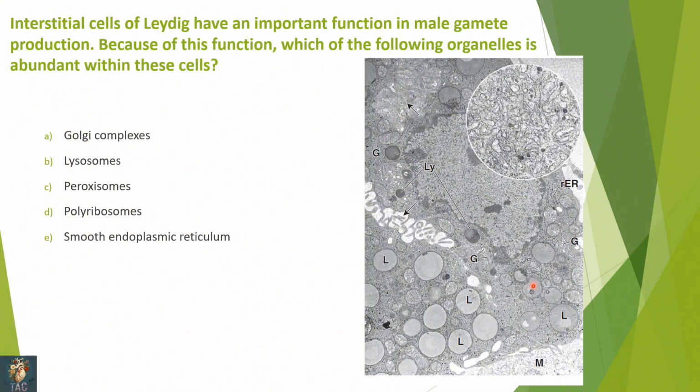Here you can see the electron micrograph of the Leydig cells, in which you can see a large amount of smooth endoplasmic reticulum, a small number of Golgi complexes, some lysosomes, and some lipid granules. In the insert you can see a large number of smooth endoplasmic reticulum, which is required for steroid synthesis, and this is the correct option.